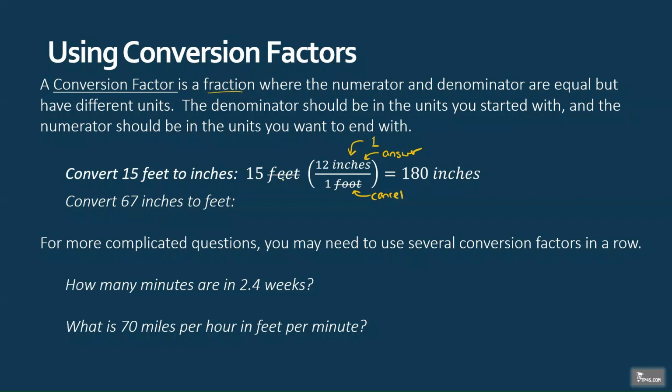So because I'm trying to cancel feet, I'm going to put that 1 foot on the bottom. And because I want my answer in inches, I put the inches on the top. And I can see here, yeah, I'm just multiplying 15 times 12. I know in this example, it looks like, why did you have to make it so hard? Why couldn't you just say it's 15 times 12? Well, because when it gets more complicated, this method still works really, really well.